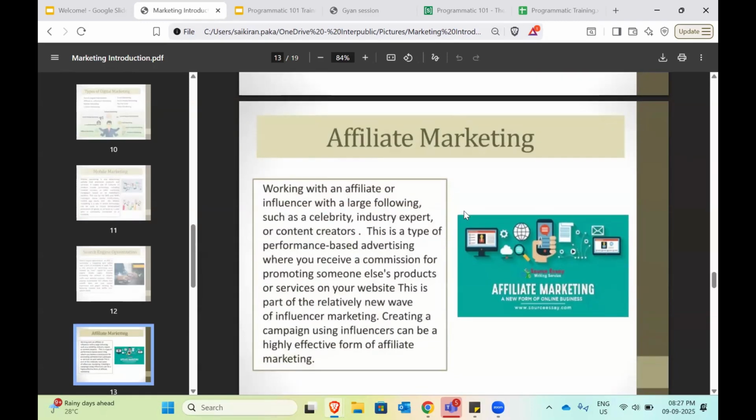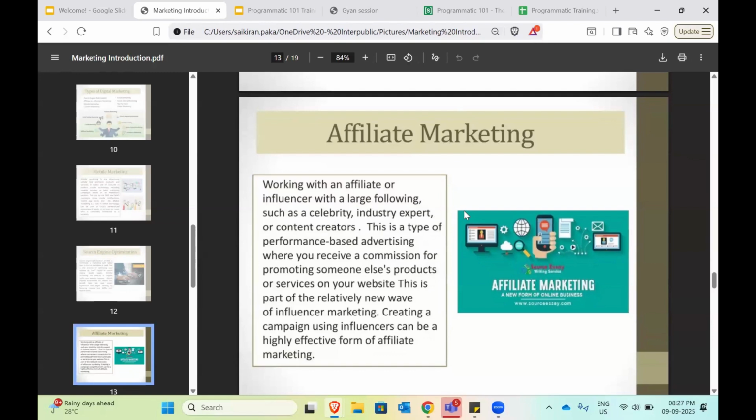Affiliate marketing, as I said, is where a person promotes somebody else's product through a referral. When the purchase happens, they get the commission, and it's very big. Affiliate marketing is something everybody can do.